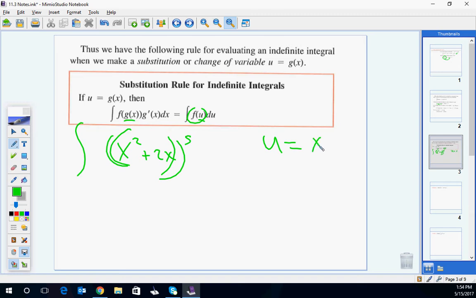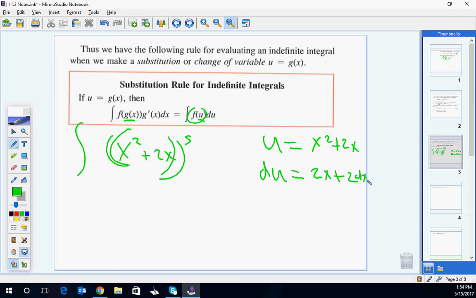You'll see, and then you're going to say, what is your du? So what's the derivative of that? 2x plus 2. And then we call that dx. I'll explain that in a second. So that's how we're going to set up our substitution, u and du.